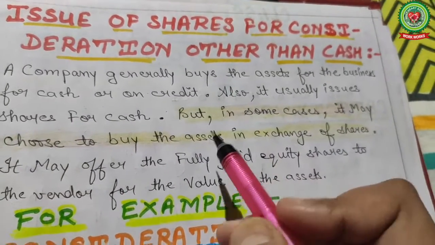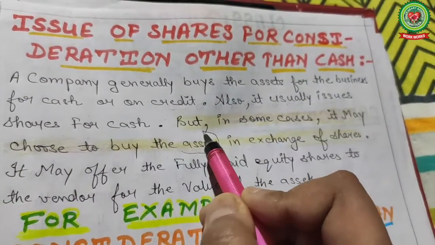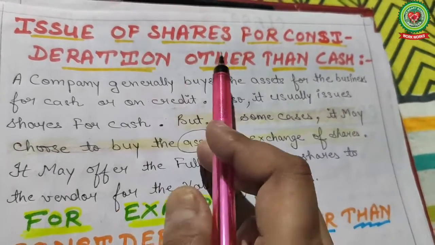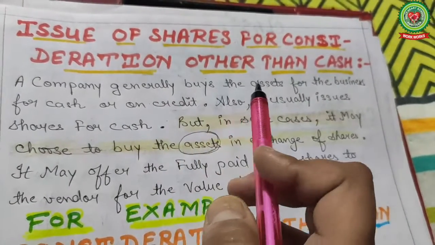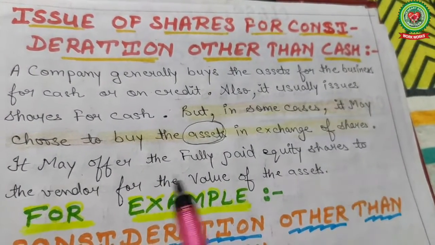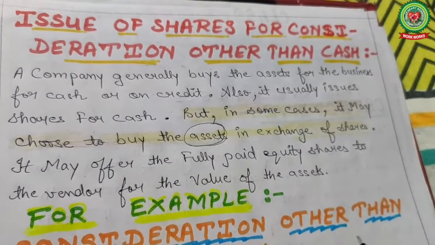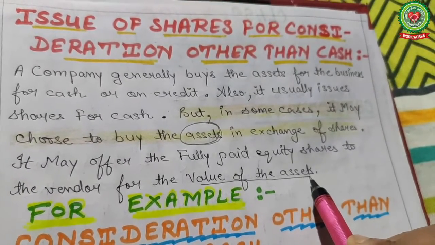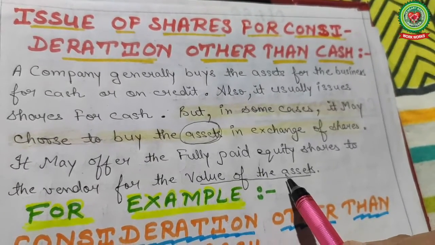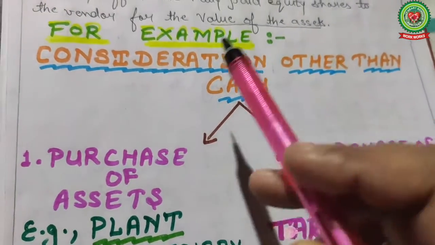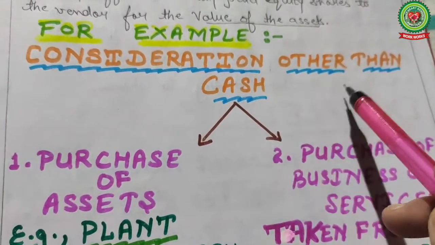When a company decides to purchase an asset without paying cash, it is considered an issue of shares for consideration other than cash. It may offer fully paid equity shares to vendors for the value of the asset. So for the value of the asset, the company issues equity shares. For example, consideration other than cash.